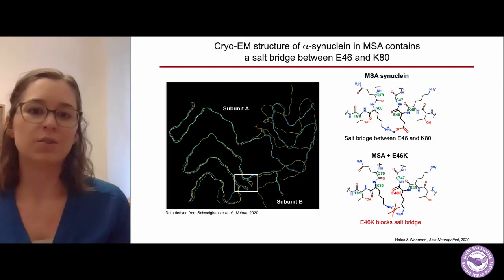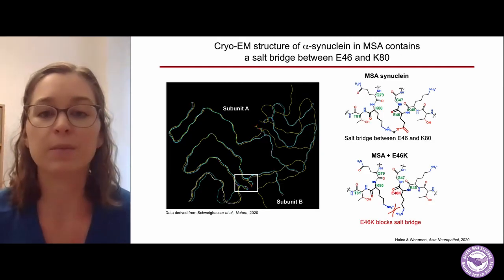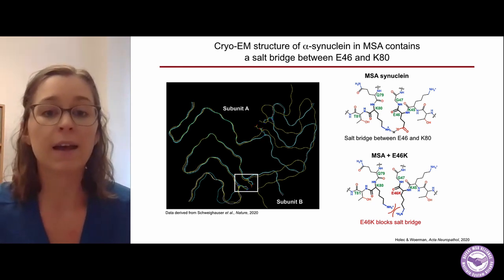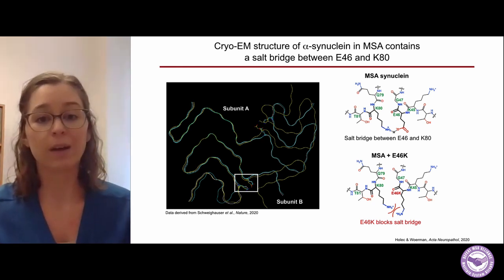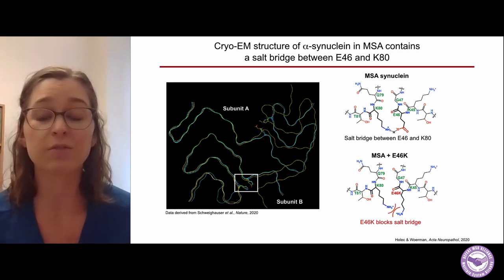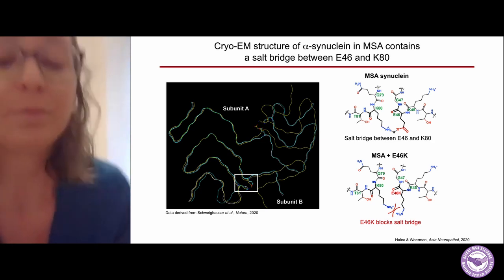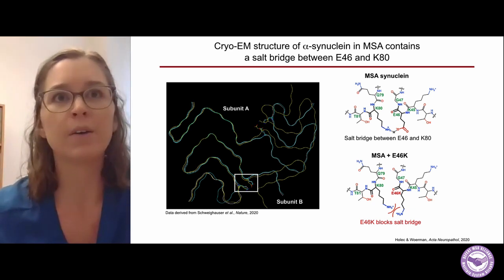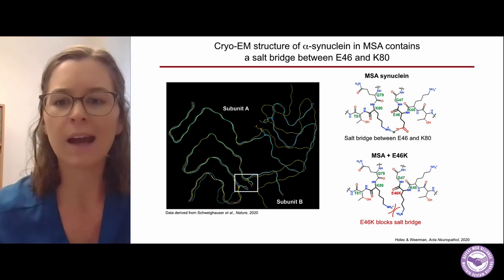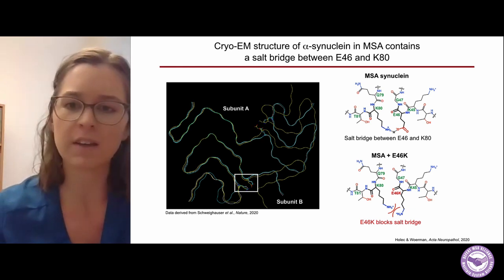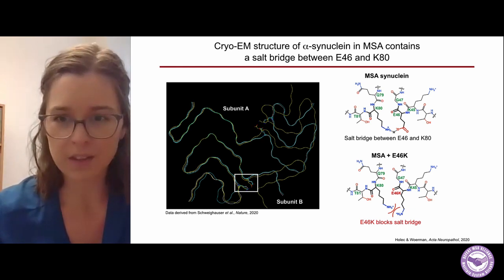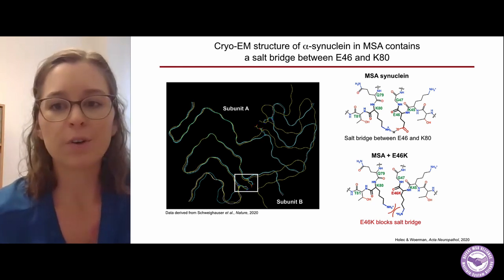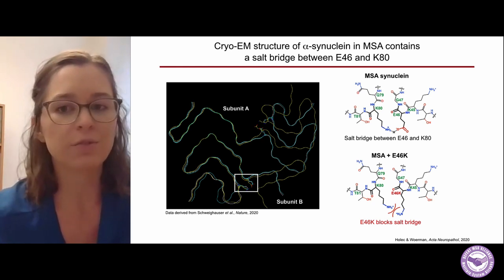So they moved on to looking at the structure of the misfolded proteins themselves. In 2020, Schweighauser and colleagues published the first cryo-EM structures from MSA patient samples. And what they found, when they were thinking about the E46K mutation and how this could interrupt MSA infectivity, was that they isolated this salt bridge. And this salt bridge forms between a glutamic acid at residue 46 and a lysine at residue 80.